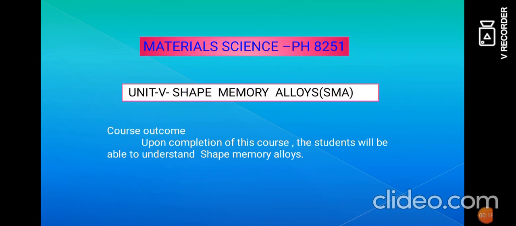In this video, we are going to discuss shape memory alloys, which is in the 5th unit of Material Science, PH 8251. Course outcome: upon completion of this course, the students will be able to understand shape memory alloys.